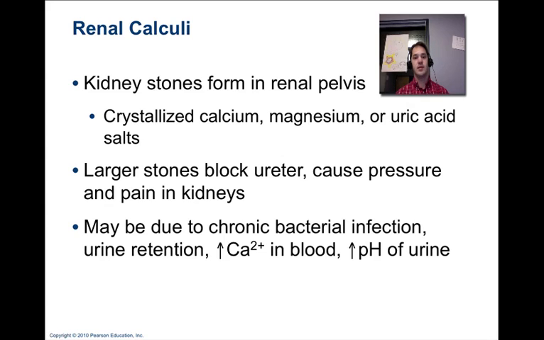Okay, so let's talk about a homeostatic imbalance. Renal calculi, another word for kidney stones, can form in the renal pelvis. They can be formed from crystallized salts such as calcium, magnesium, or uric acid. And the larger stones can block the ureter, causing pressure and lots of pain in the kidneys. Some of the things that may cause them are chronic bacterial infections, holding your pee too much, urine retention, too much calcium in your blood, and a high pH of your urine.